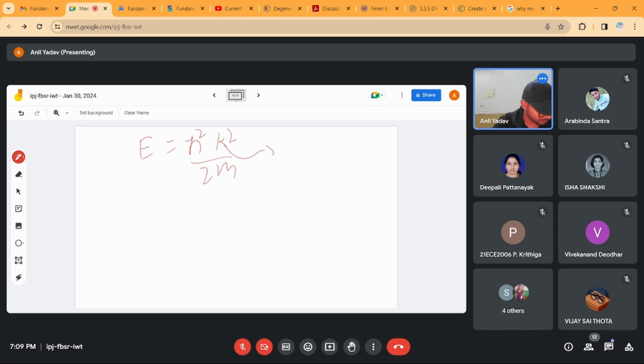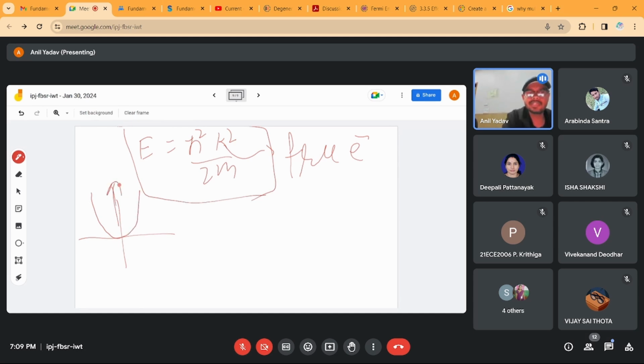For free electrons, so this relation holds only for the free electrons. Free holes or electrons, they are asking how the free electrons only. So this relation is holding for the free electrons, and this is like a parabolic relation. This is E and this is K. Okay, this is the E-K diagram.